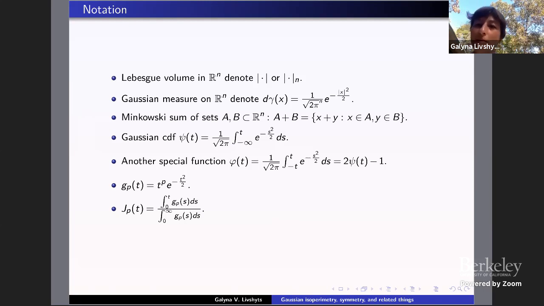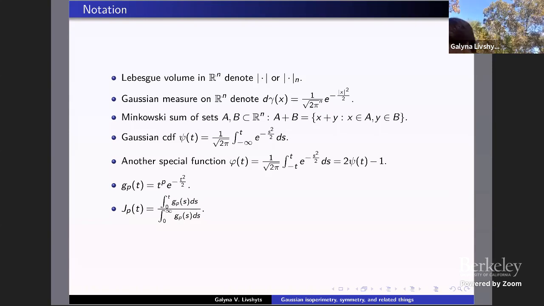Lebesgue measure I will denote by just two straight lines. Gaussian measure I will denote by letter gamma. It's a measure with the density written here, just in case. Minkowski sum of sets: mostly I'm working just in Euclidean space R^n, nothing more complicated than that. Minkowski sum of sets is defined in the way that's written here.